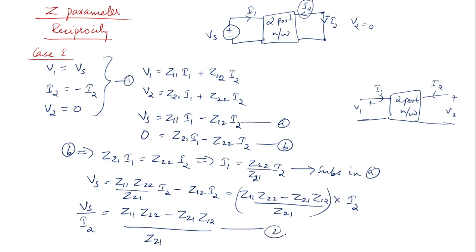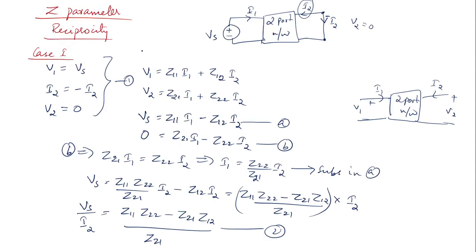This is going to be your equation 2, since I have given an equation 1 here. Next I am going to take case 2. In the first case you short circuited port 2, and now in the next case you are going to short circuit port 1 and give the supply voltage at port 2.